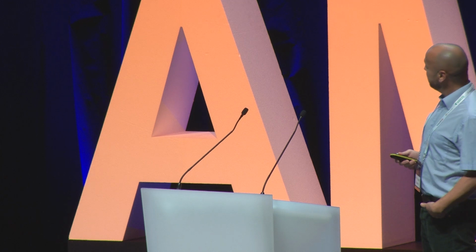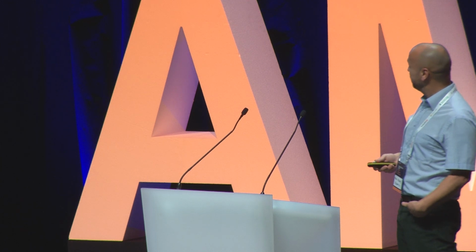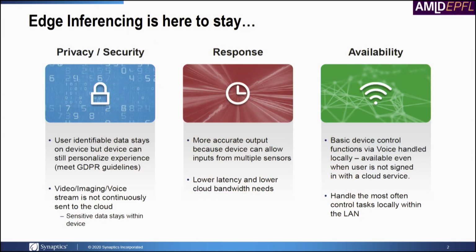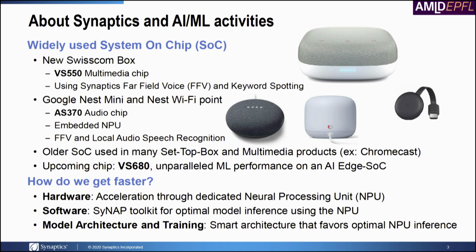This one slide was already presented by Alice and Frédéric. Why is edge inferencing here to stay? Because of the gain in privacy, security, response time, and availability. So nothing more to add.